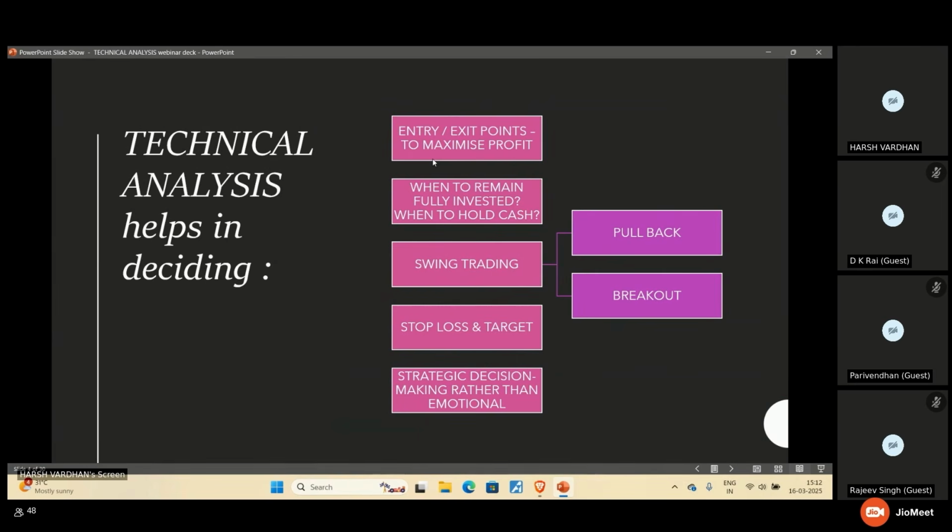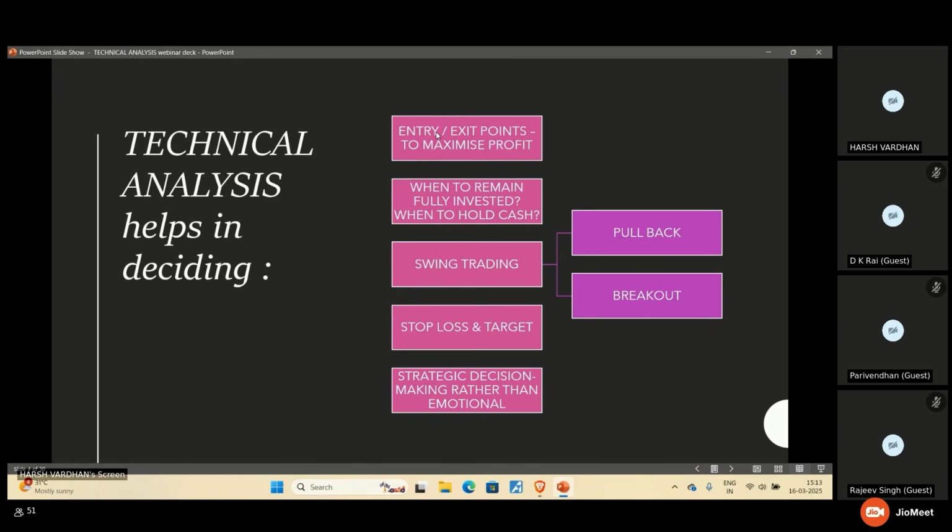Like you know when to book profits, and it also teaches us when to remain fully invested and when to hold cash. For example, the indicators which I use, I will show you, had given me a sell call in January for SME stocks and small cap stocks. I will show you through the charts as well what the trigger point was. Technical analysis can help you decide what cash position you should be in, how much cash you should hold and what percentage.